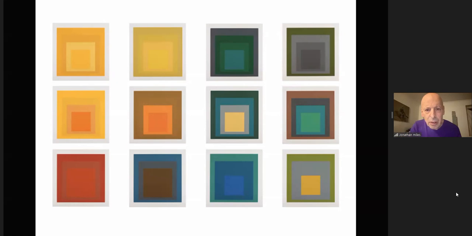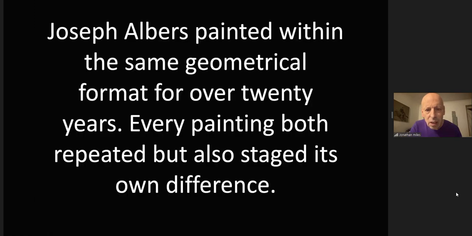Josef Albers painted the same motif for over 20 years, I think 25 years. He didn't change his geometrical structure, just his chromatic relationship to that structure. Josef Albers painted within the same geometrical format for over 20 years. Every painting both repeated but also staged its own difference.